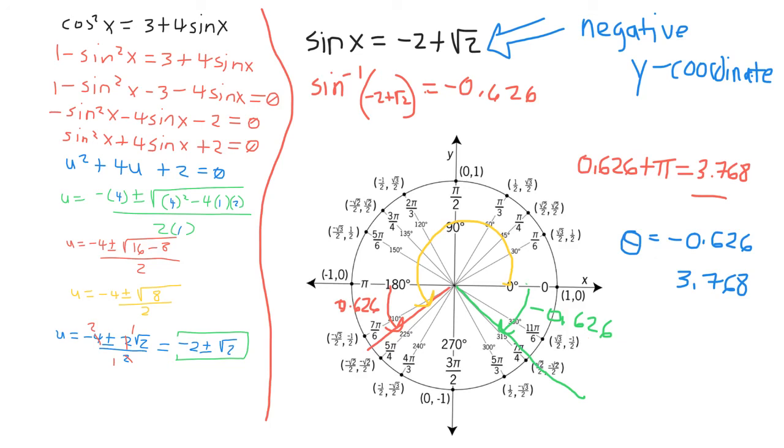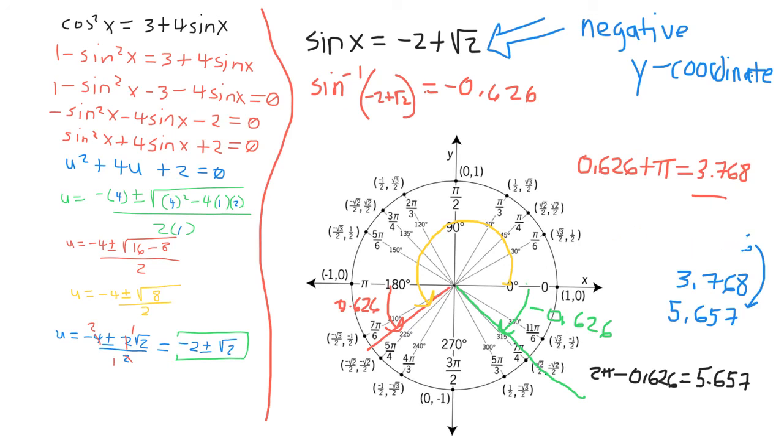So how do you find the positive version? Well, you could easily see that this angle right here is what you get when you go all the way around to 2 pi and then you subtract 0.626. That's how you get this. So what I'm going to do off to the side, or down here, is go 2 pi minus 0.626, and we're going to see what we get as a result of that. We end up with 5.657. So to be perfectly honest, I would turn this into 5.657.